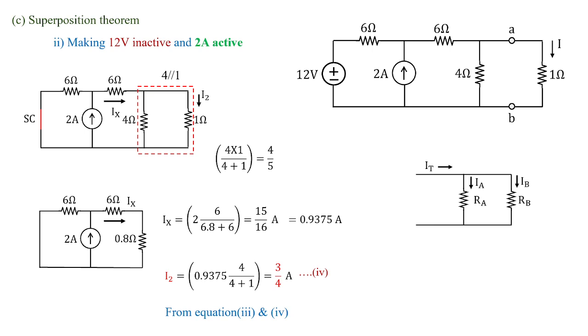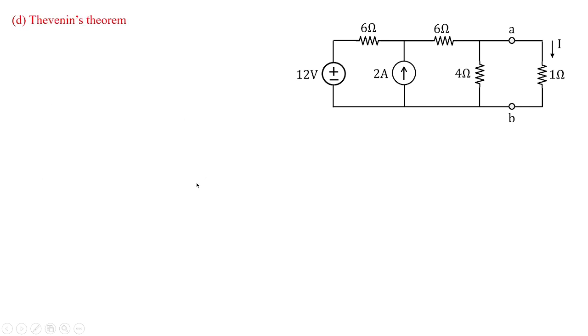So considering equations 3 and 4, we are going to get I is equal to the sum of the total currents. So that is 3 by 4 plus 3 by 4, which is equal to 1.5 amperes. So you have seen whether it is node analysis or mesh analysis, we got the same value of current, that is 1.5 amperes. Next, Thevenin's theorem.